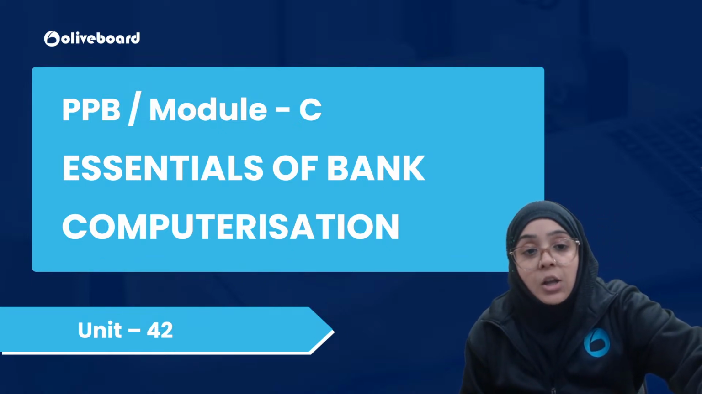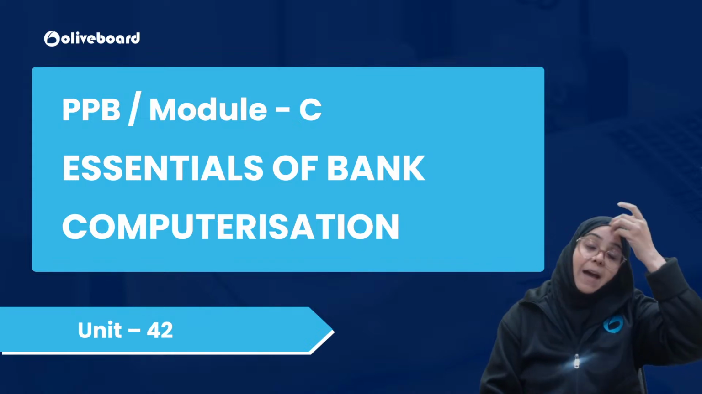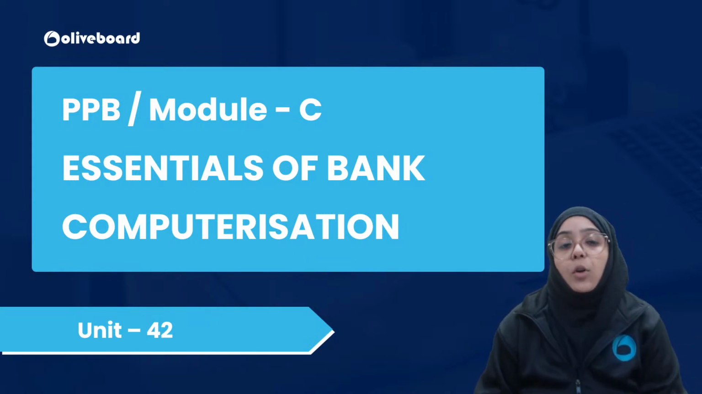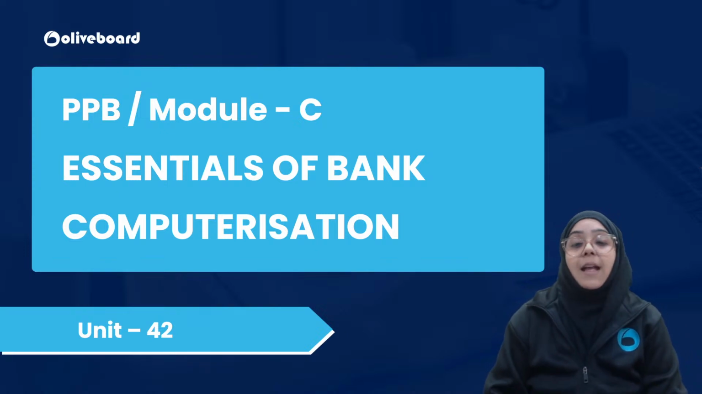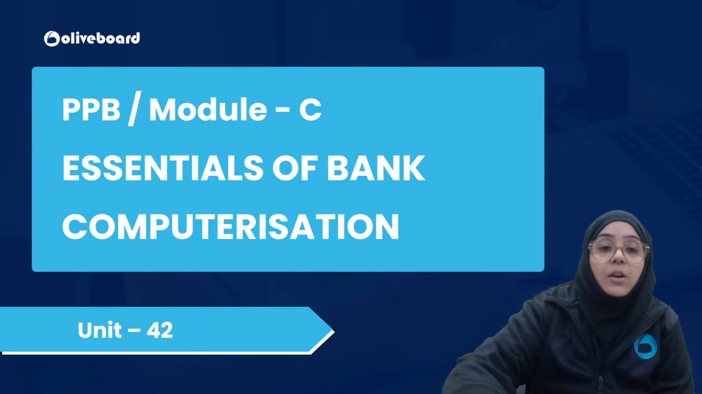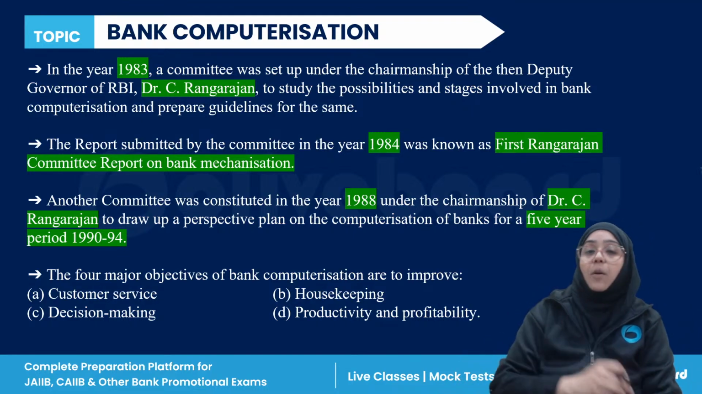So let's start discussing. We have finished the complete module B. Now we are starting with module C, essentials of banking computerization. This is unit 42. So let's start discussing this topic.